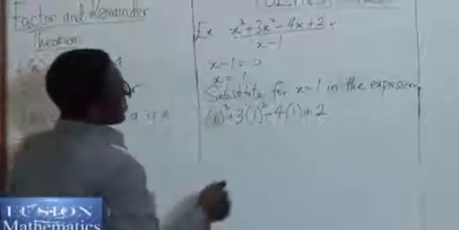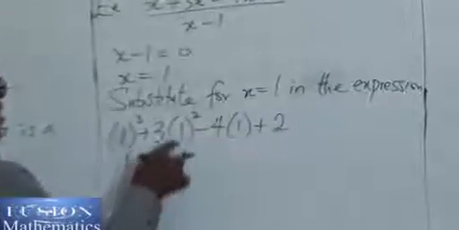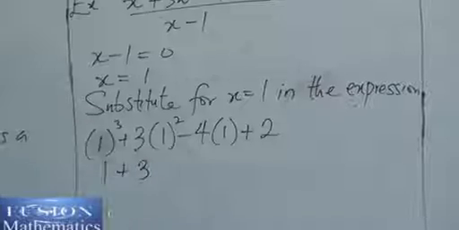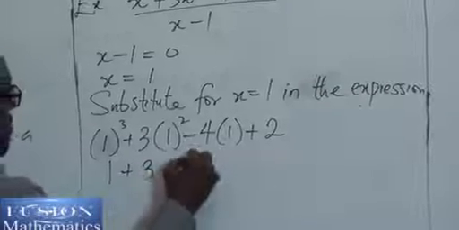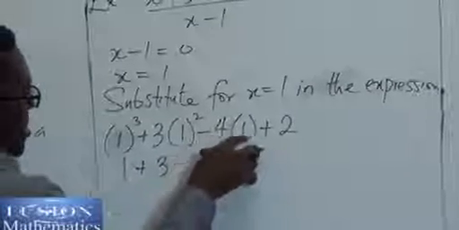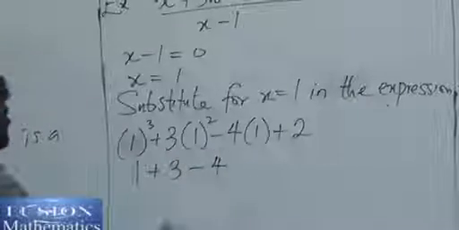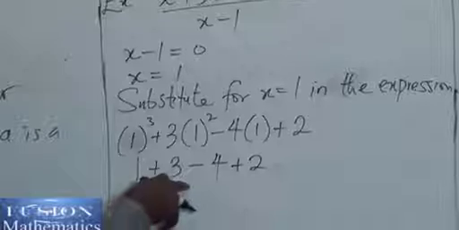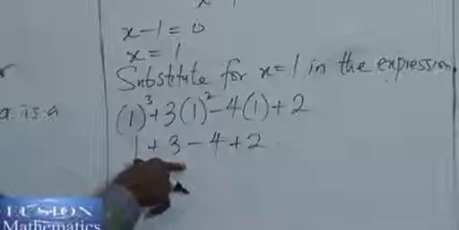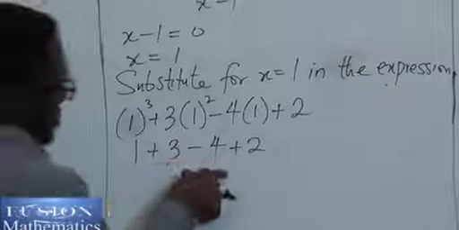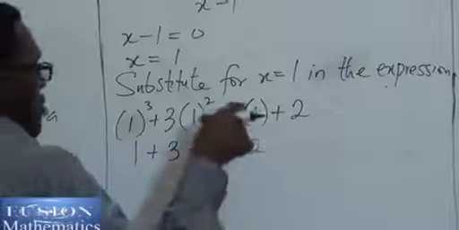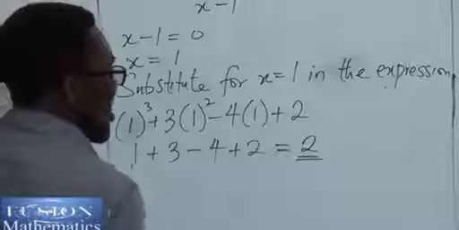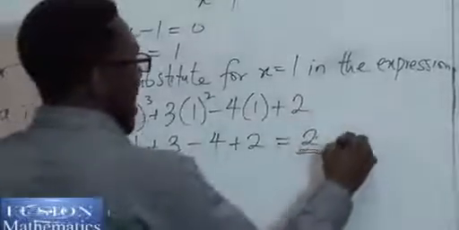1 raised to power 3 is 1. 1 raised to power 2 is 1 times 3 is 3. Minus 1 times 4 is 4 plus 2. So we now have 1 plus 3 as what? 4. 4 minus 4, 0. 0 plus 2 is equal to 2. So 2 is our remainder.